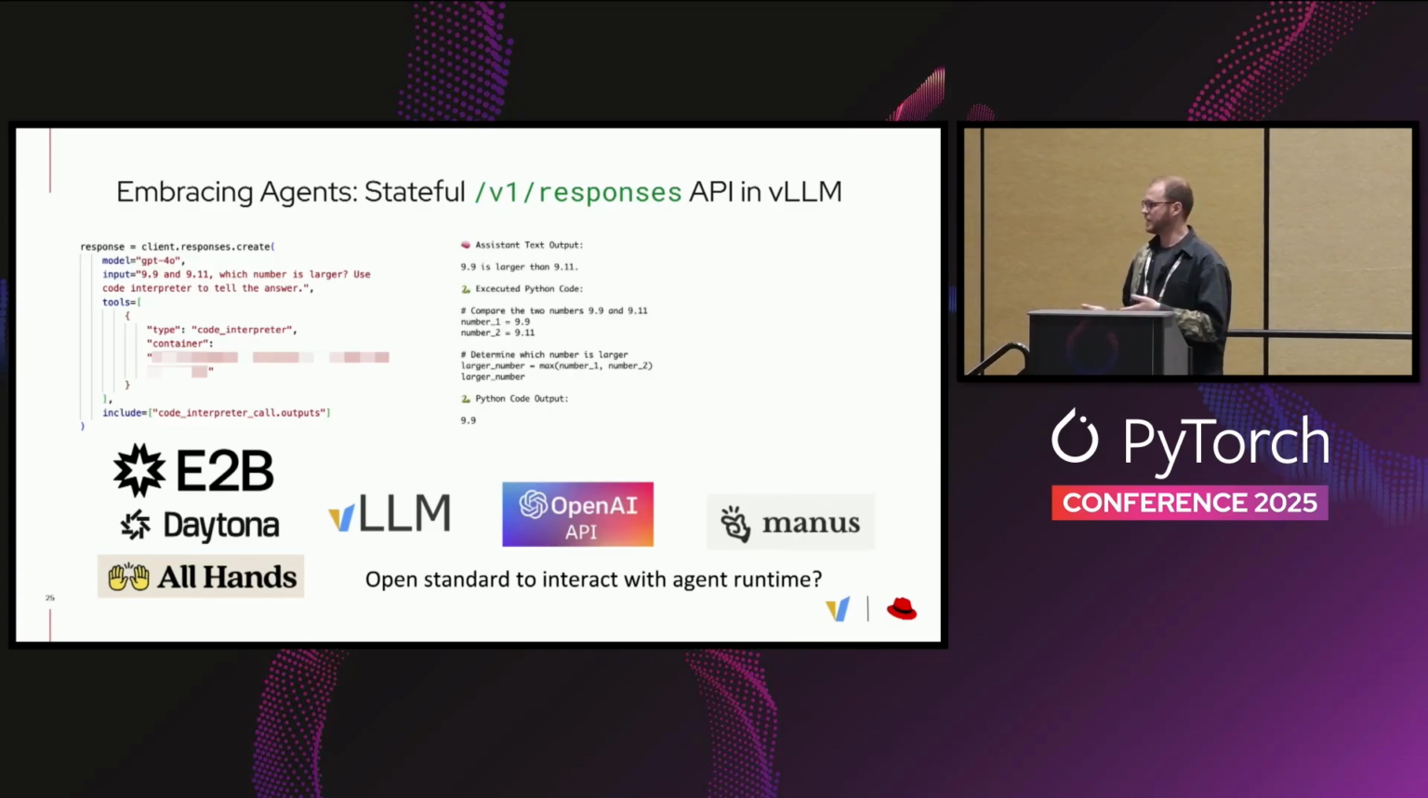Since then, we have seen great adoption by open source projects, particularly some of the coding agent projects like All Hands and Manus that use the Responses API in vLLM to do their best agentic workflows for coding.